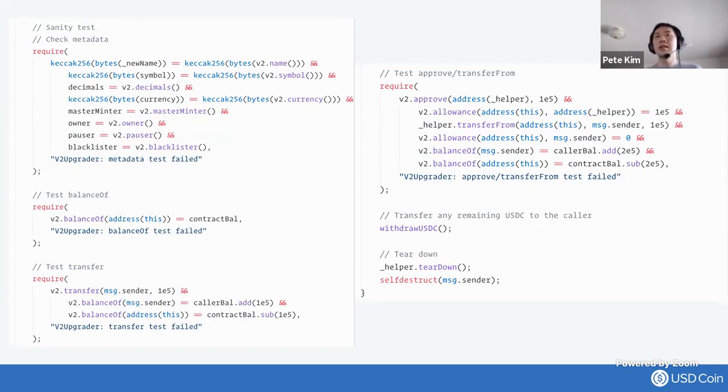Now, was this necessary? I don't know. I think it was probably overkill, but the peace of mind that it gave was definitely worth the extra code that I had to write.